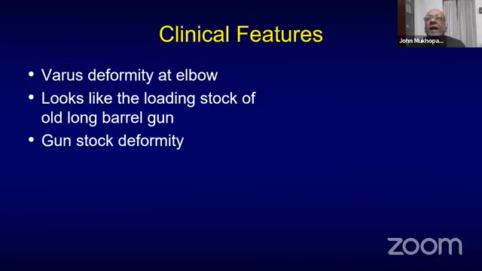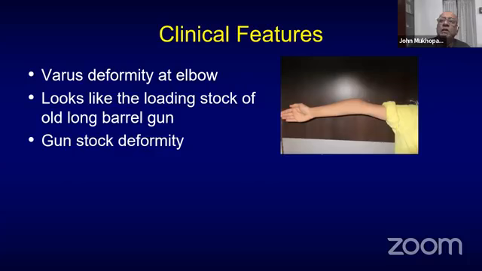Okay, now what you find when you see these patients is this deformity at the elbow, which really looks like the loading stock of an old barrel gun. So that's what it looks like when you look at it from the front with the arm out. It really looks like the shape of a long barrel gun, and therefore it's got the term the gun stock deformity. Okay.